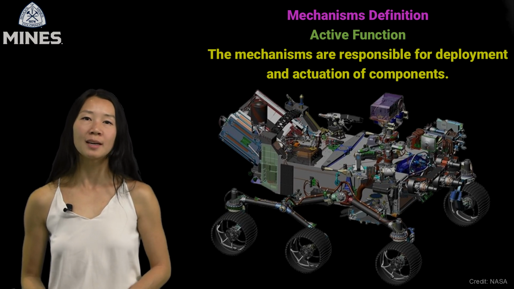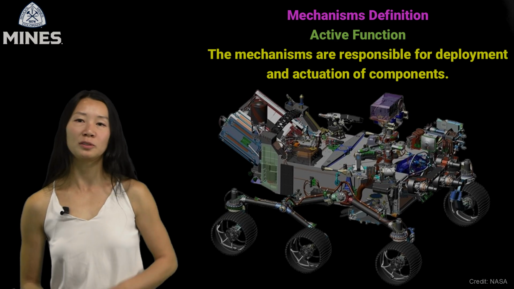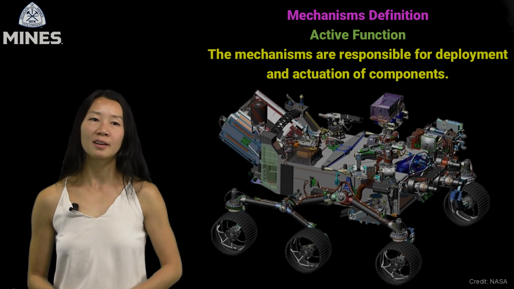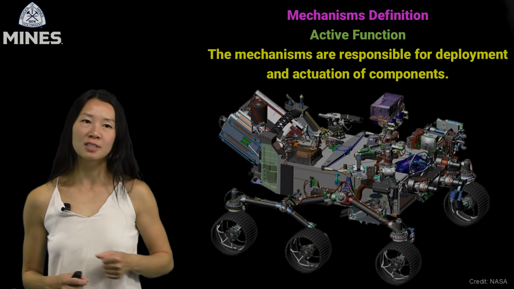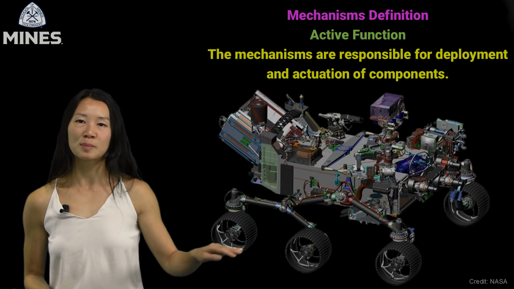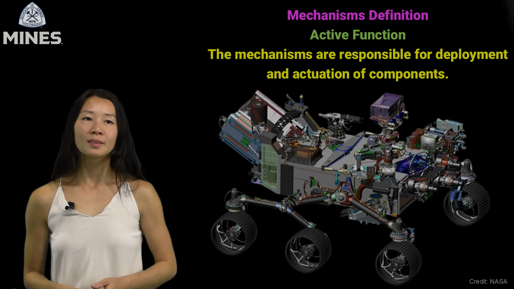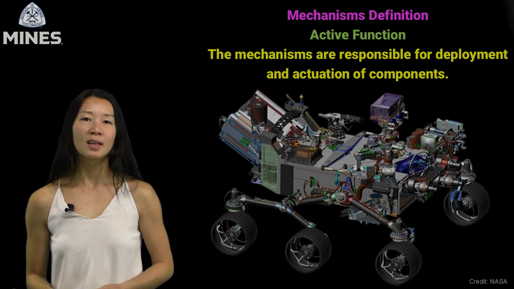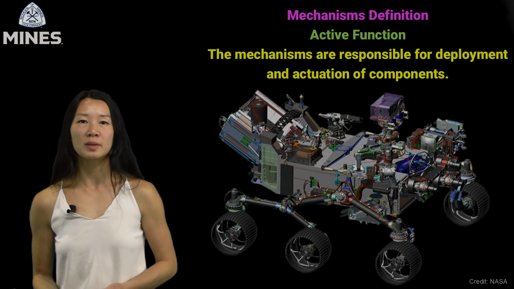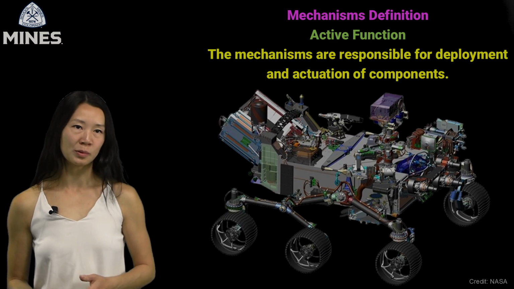On Mars 2020, some noticeable mechanisms include the robotic arm all the way over there, the mast mechanisms, the sample caching system, and the wheels and suspension, which are right here. The robotic arm is a multi-jointed arm that deploys to perform science operations like coring and drilling. It has actuators at each joint and an end effector with interchangeable tools.